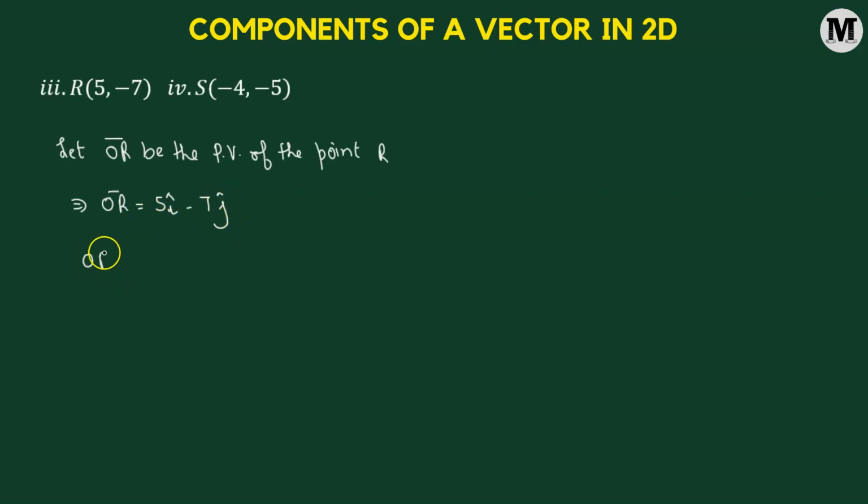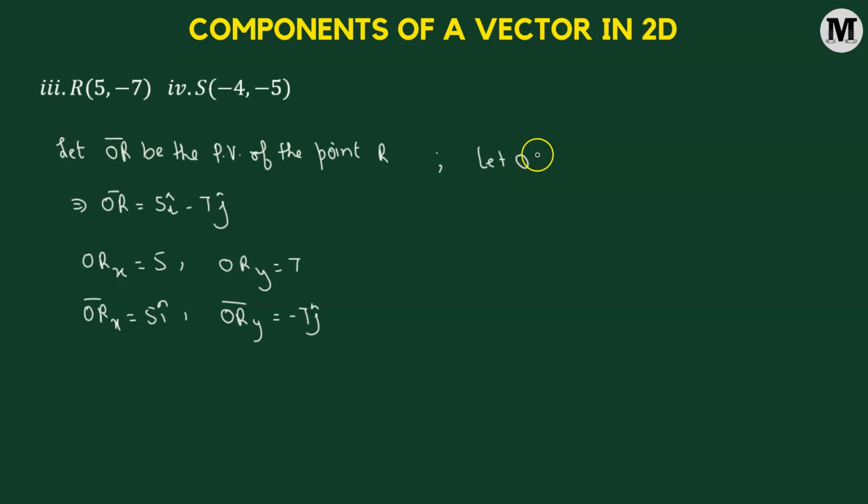Now the component of OR along the x-axis is going to be 5 units. The component of OR along the y-axis is going to be positive 7 units. Now the vector component of OR along the x-axis is going to be 5 i cap. The vector component of OR along the y-axis is going to be equal to negative 7 j cap. Then we're going to consider OS to be the position vector of the point S, such that the vector OS is given by negative 4 i cap minus 5 j cap.